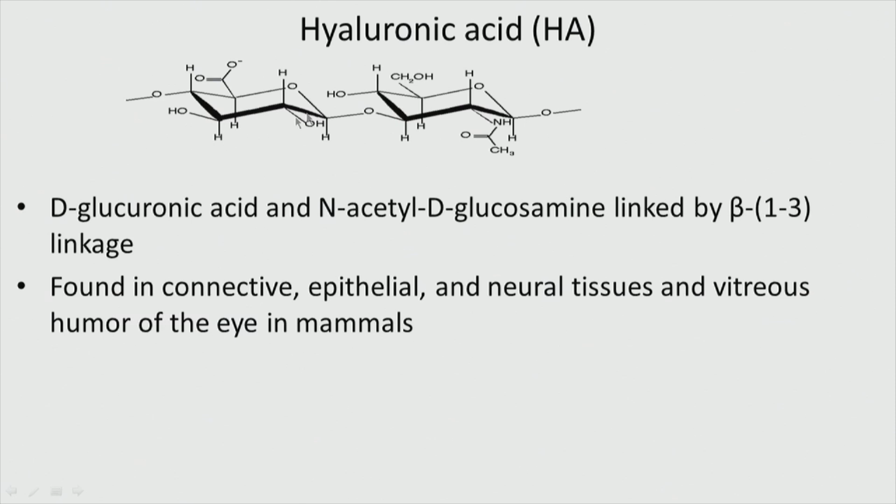Hyaluronic acid, this is produced by bacteria. It is found in connective tissues, epithelial tissues, the humor of the eyes in mammals, neural tissues. So it is a very important polymer. It is called hyaluronic acid. So we have the D-glucuronic acid and N-acetyl glucosamine. So we have the amine here, we have the acetyl CH3CO group here, okay, and they are linked by beta, unlike the alpha which is down, beta is up. So this is how the hyaluronic acid is found.